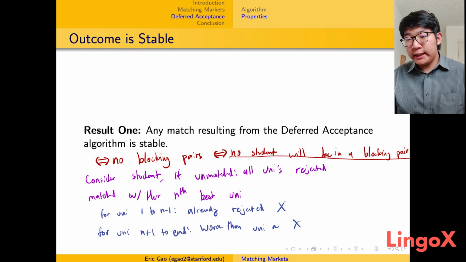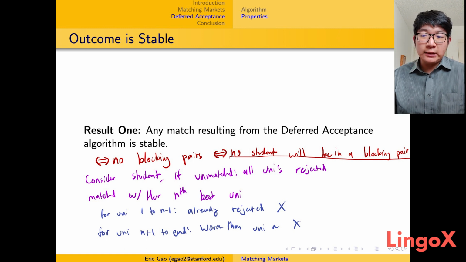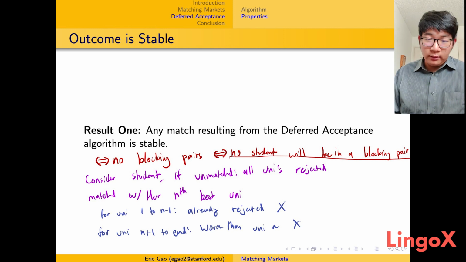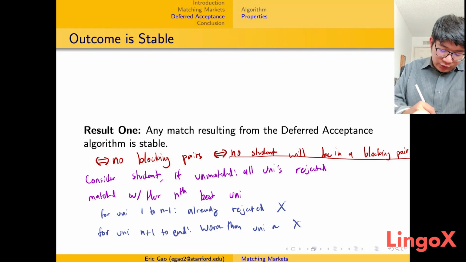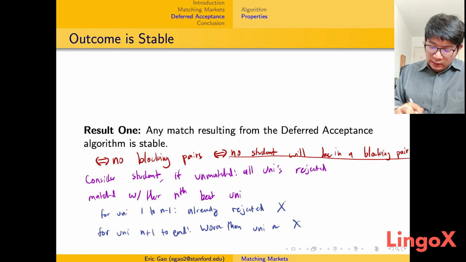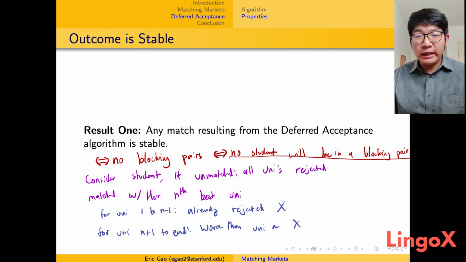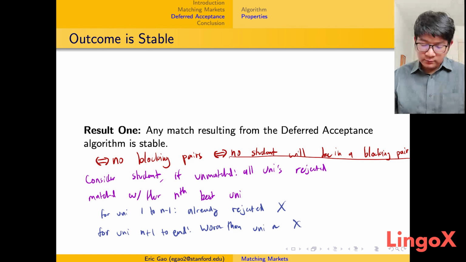They've already gotten rejected from each of these universities, so the university is still no longer willing to match with the student, which is why there can't be any blocking pair, because the university will not be willing. However, for universities n+1 to the end, this is worse than university n, which means that the student wouldn't be willing to form a blocking pair with any of these universities.